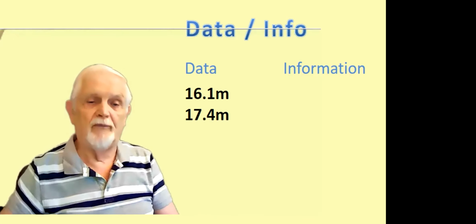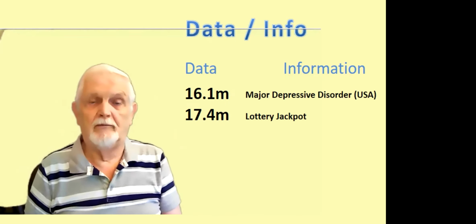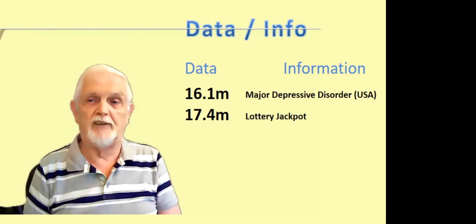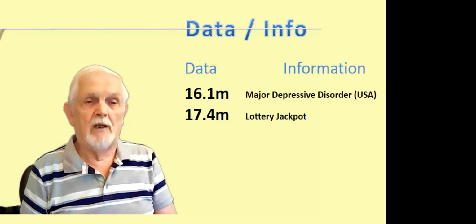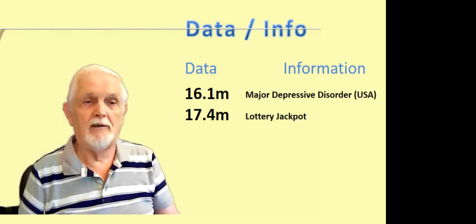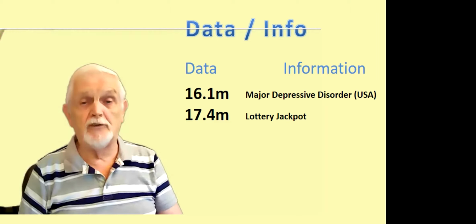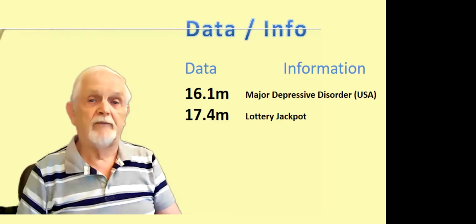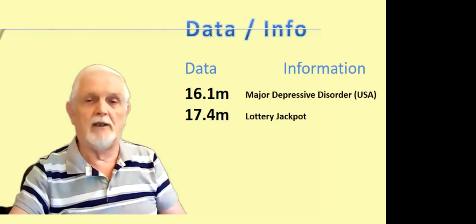For example, if I can just pull up the next one. There you go. There's 2 other figures for the exact same amounts of data. 16.1 million people in the USA with major depressive disorder. And that was before the last election over there. On the other hand, the good news is 17.4 was a lottery jackpot over there. So we're using the exact same numbers, but depending on how we treat them, we get different understanding.